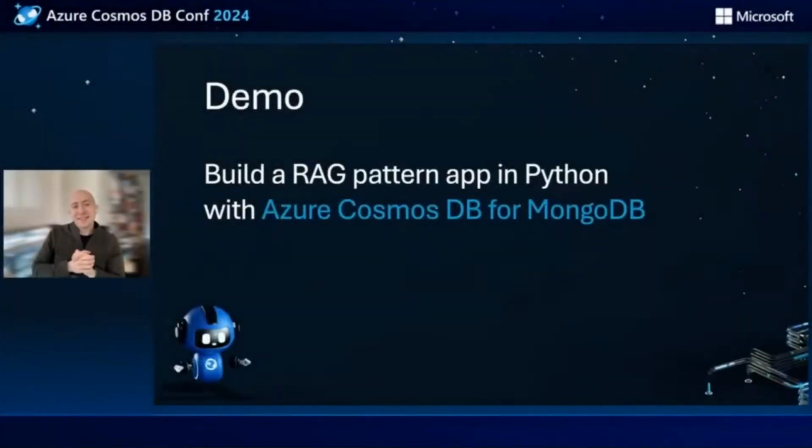Now, that's enough slides. Let's get into a demo. So I'm going to walk through a Jupyter notebook where we're building a RAG pattern application in Python, and we're going to leverage Azure Cosmos DB for MongoDB.